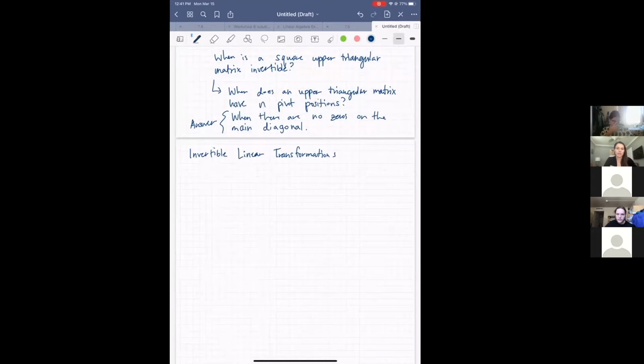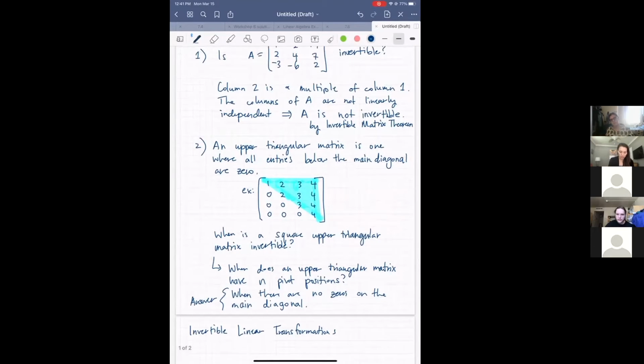Let's see. Is it still upper triangular? Yeah, it is, in fact. So there's no condition on the numbers that lie above or on the diagonal. So you could have a whole bunch of zeros. It would still be an upper triangular matrix, right? So it's just saying that you have zeros below the main diagonal.